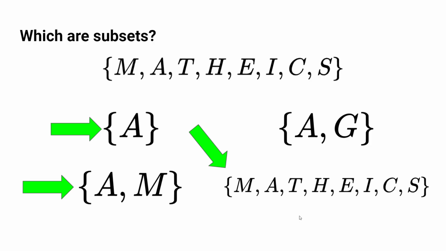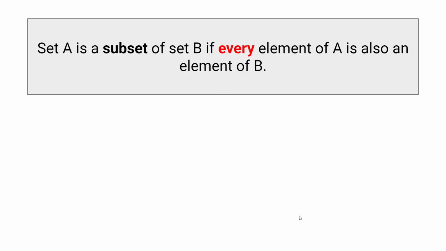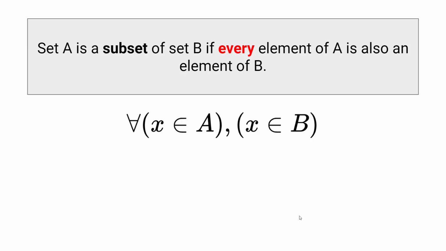You might have noticed that we can think about subsets using quantifiers, which we learned in Module 2. The definition of subset says that A is a subset of B if every element of A is also an element of B. In quantifier language, that would say that for all x in A, x is in B. This helps us think about what it means for a set not to be a subset of something else.